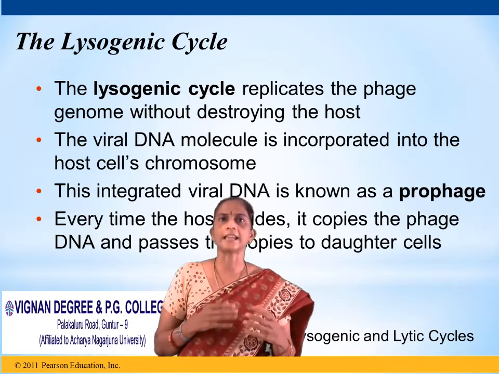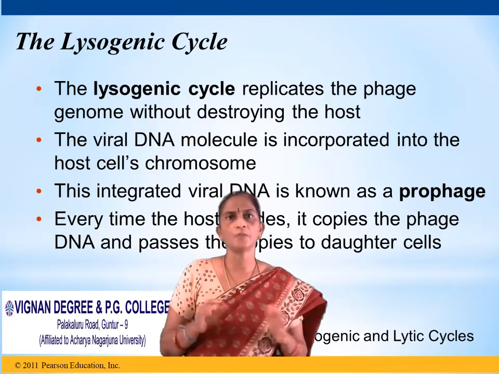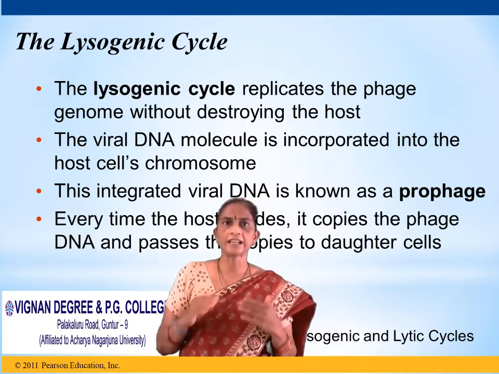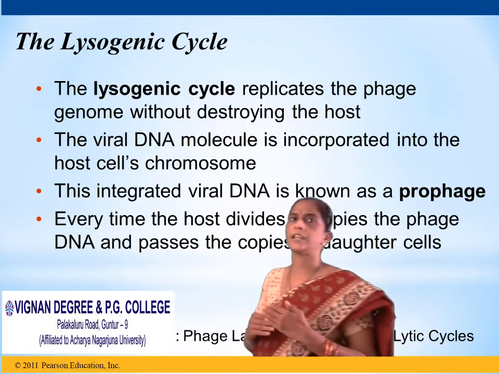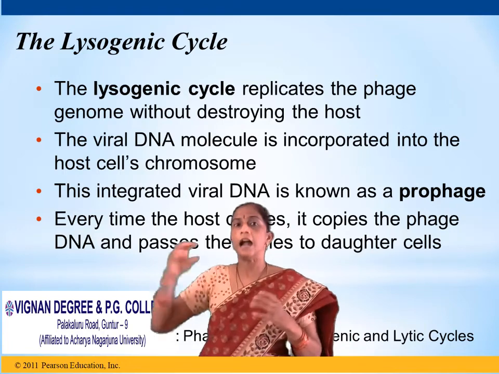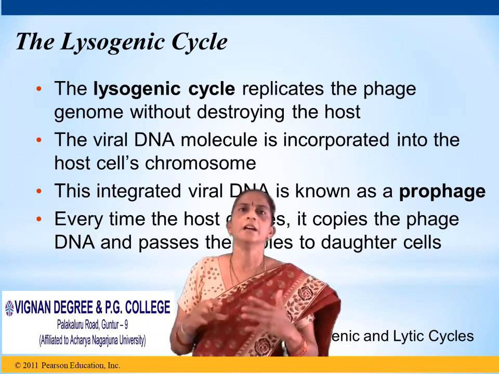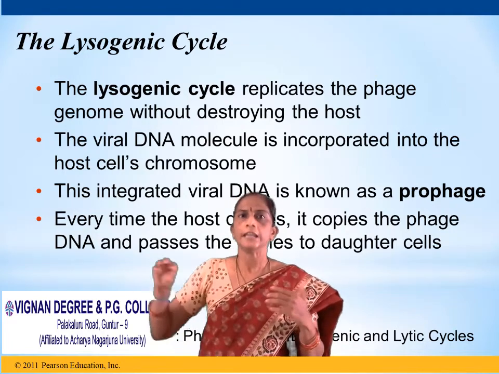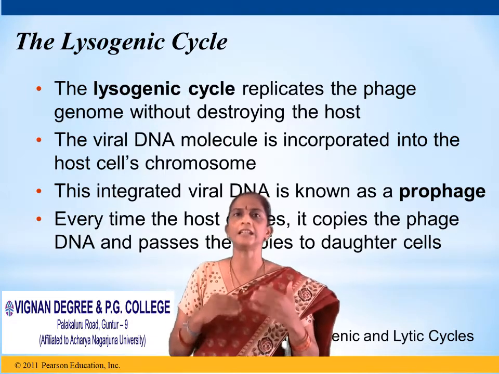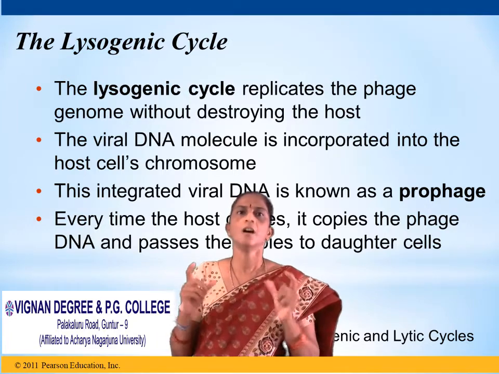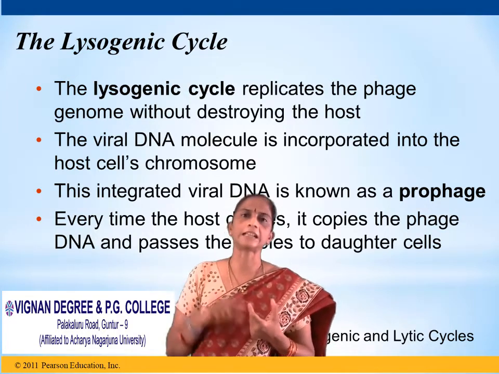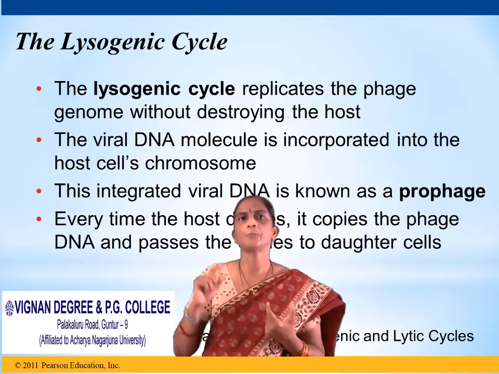The lysogenic cycle replicates the phage genome without destroying the host. You can't destroy the host cell. The viral DNA is incorporated into the host cell chromosome. The virus, as usual, comes and attaches, but it doesn't cause any harm. The viral DNA molecules incorporate into the host cell chromosome. This integrated viral DNA is known as prophage. What is prophage? The integrated viral DNA in the bacterial DNA is known as prophage.